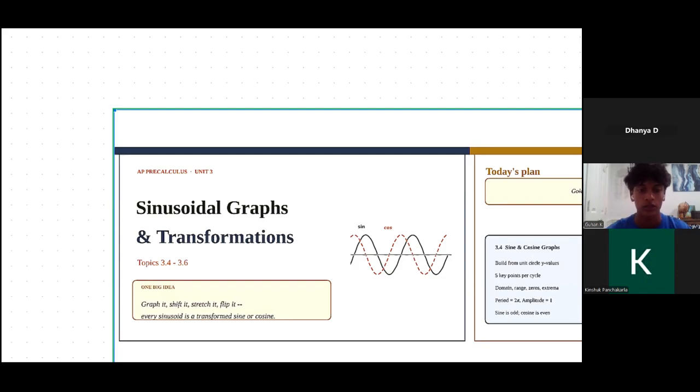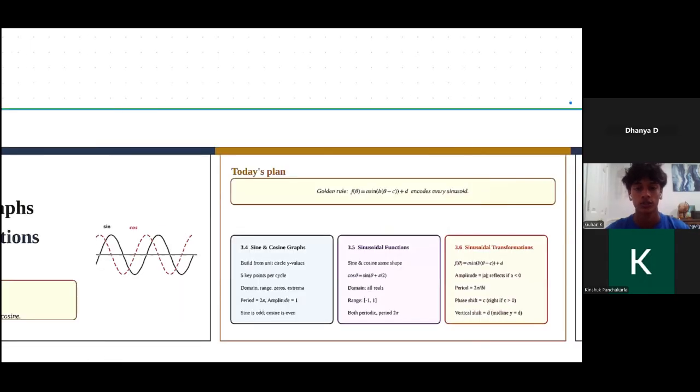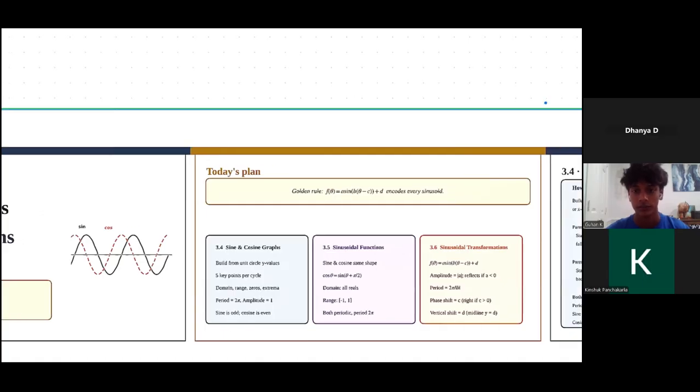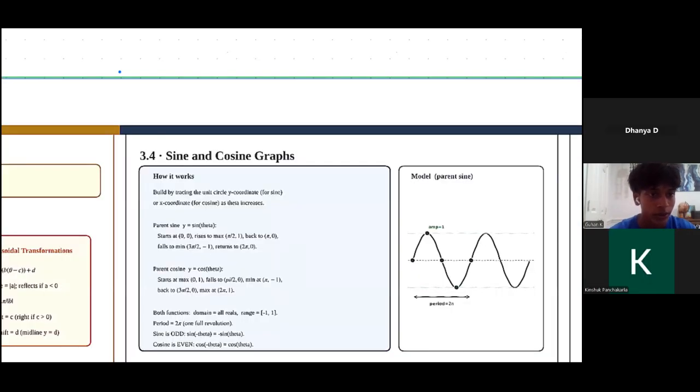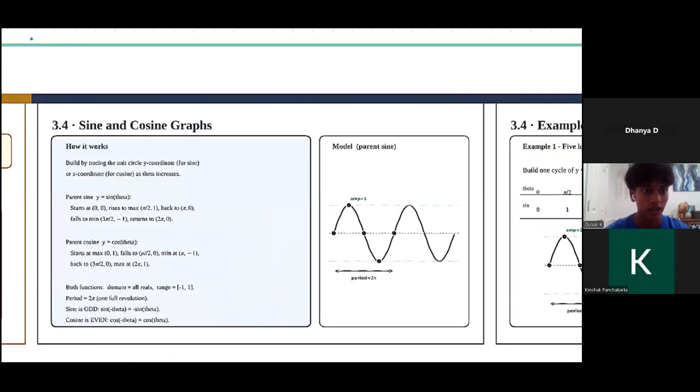Okay, so the three topics we're going to look at are sine and cosine graphs, sinusoidal functions, and sinusoidal transformations. First, we're going to look at sine and cosine graphs. We can build these by tracing the unit circle: the y coordinate for sine, or the x coordinate for cosine.